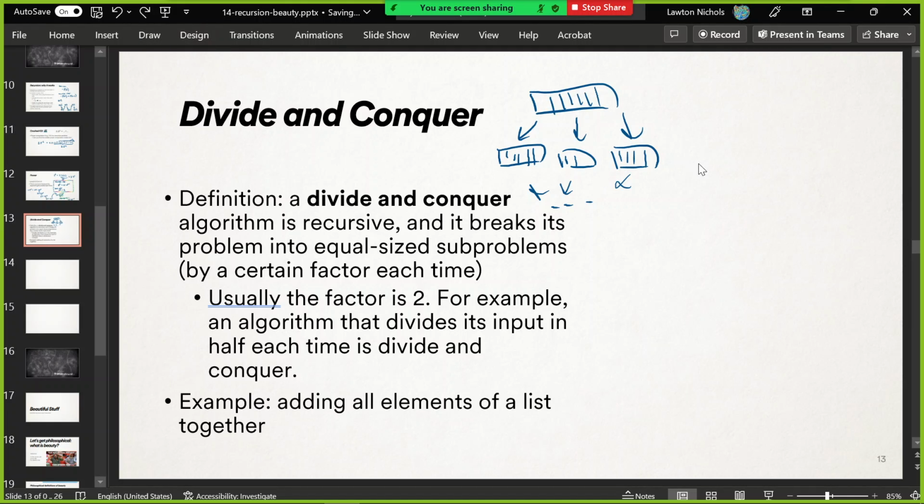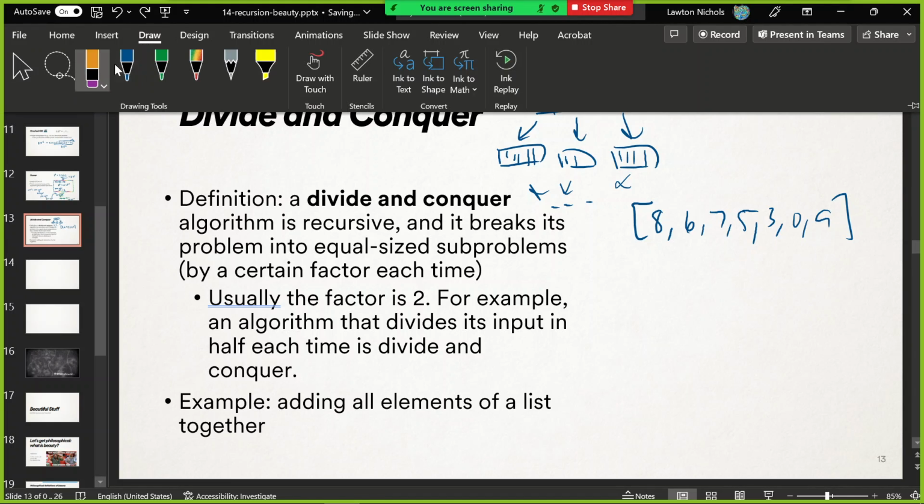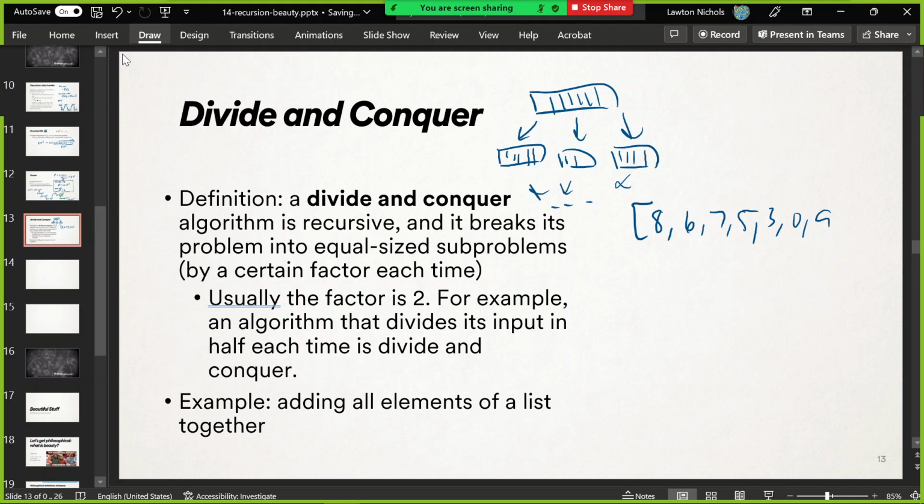It's called merge sort. So here is an unsorted list, 8, 6, 7, 5, 3, 0, 9. And here's the idea of a divide and conquer algorithm. It would break up this list into 2 halves, and the goal is to sort it, so to make it into increasing order. Here's what it would do. It would break this into 2 halves, and let's make it even just to make it easier. Let's put a 2 at the end or something. It would split this into 2 halves, so it would make the list 8, 6, 7, 5.